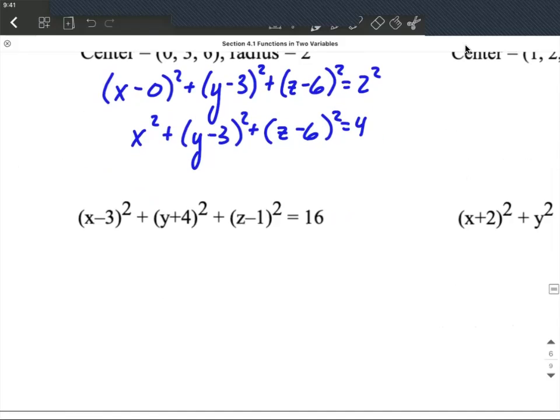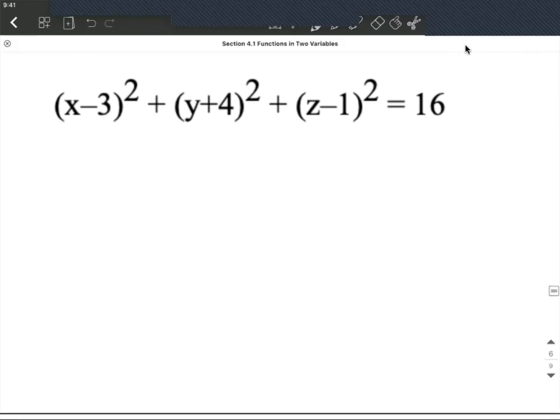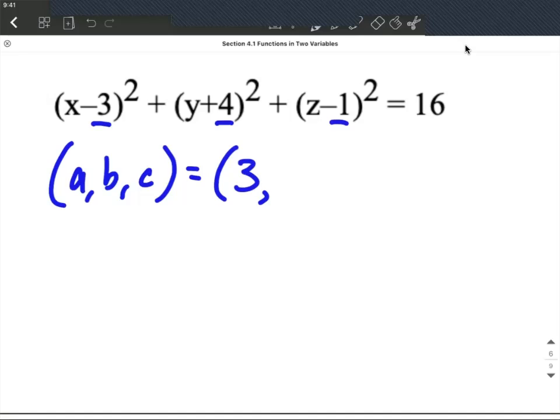Now, what about the opposite? Remember I said we had two different types. I could either give you the center and the radius and ask for the equation, or I could give you the equation of a sphere and ask for the center and radius. So in this case, the center, (a, b, c), would be given by these values that are attached to the x, y, and z. Except for, remember, it's always x minus whatever a is going to be. So in this case, it's going to be a positive 3 for our a, a negative 4 for our b, and a positive 1 for our c.